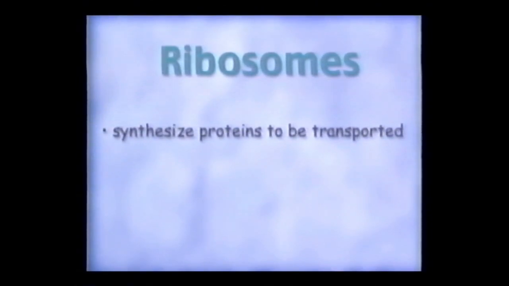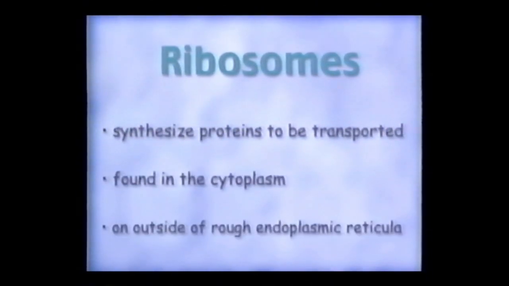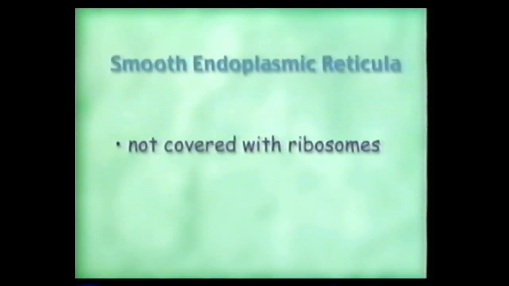Okay, so let me see if I got this right. Ribosomes synthesize proteins, which are then transported to various parts of the cell. They are found in the cytoplasm or on the outside of the rough endoplasmic reticula, right? Yeah, very good. And the smooth endoplasmic reticula do not have ribosomes on them, and their job is to synthesize lipids. Excellent, Ryan. But really, I must get back to work.